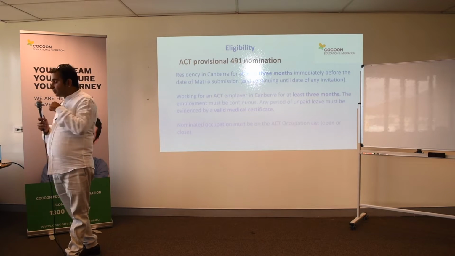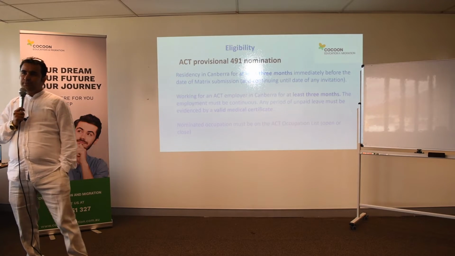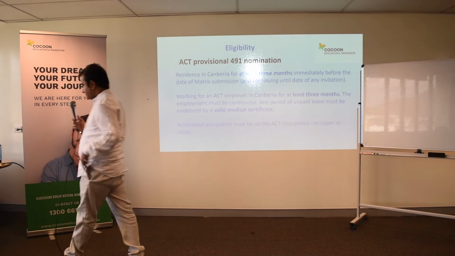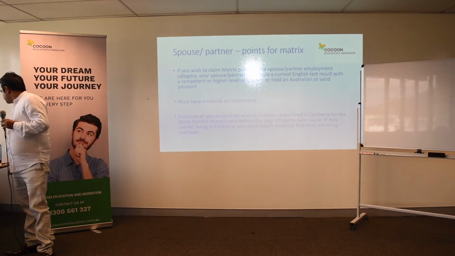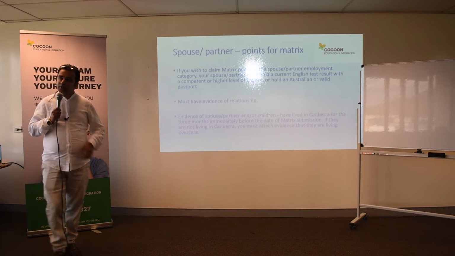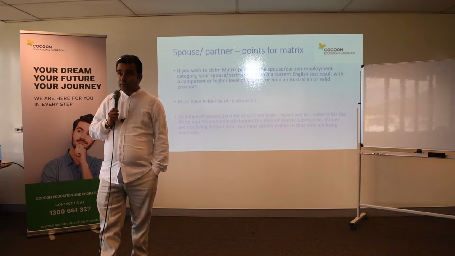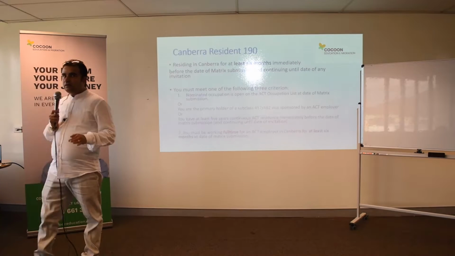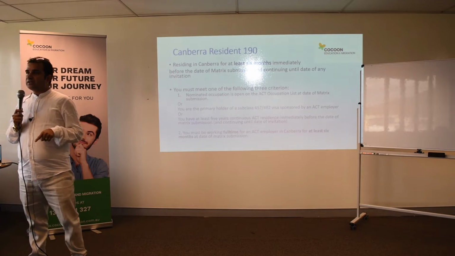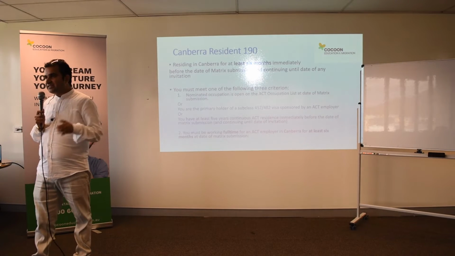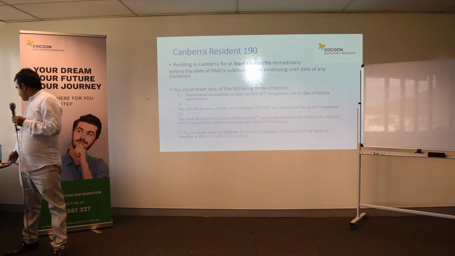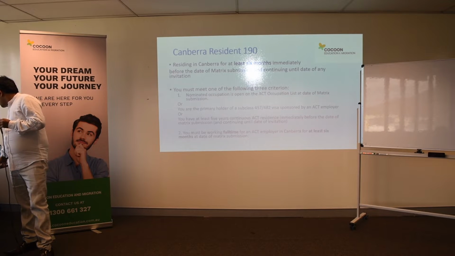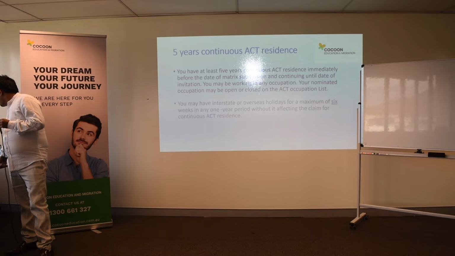We have got the Canberra residency form. Okay, I'll show you later. That form must be filled and submitted with your application when you lodge the matrix. You can claim the points through your partner, but for your partner visa, you must have been living here for the last 6 months at the day of matrix submission. You must be working here at least 35 hours in Canberra for the last 6 months.